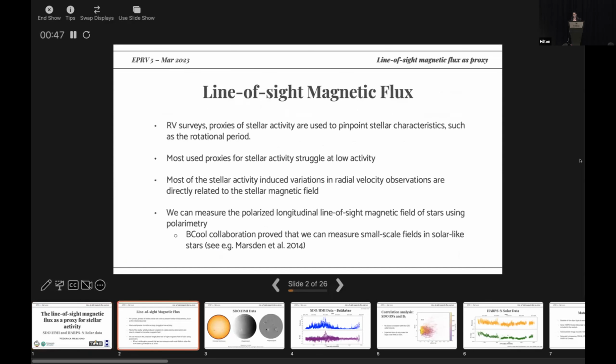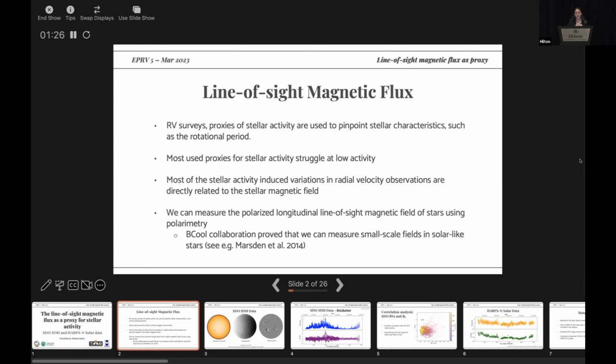We know that in RV surveys, we use proxies of stellar activity to pinpoint stellar characteristics such as the rotational period. However, many of these proxies have been shown to not perform well at very low activity, in the low activity regime. We are going forward to look at stars for long periods of time to search for Earth-like planets. So we are expecting to see different activity regimes in the same star. So we need proxies that work just as efficiently at high activity as they do at low activity.